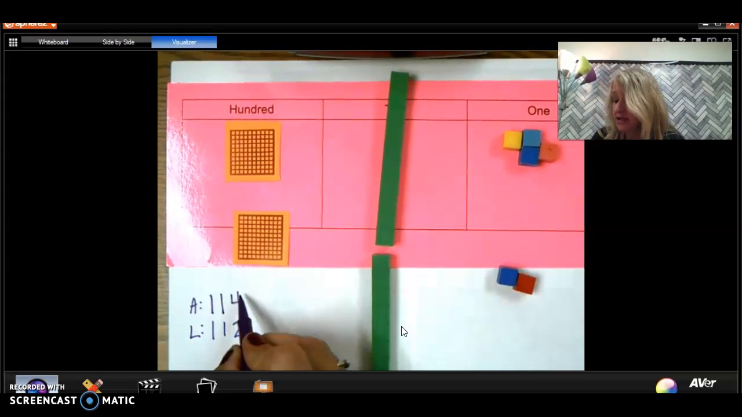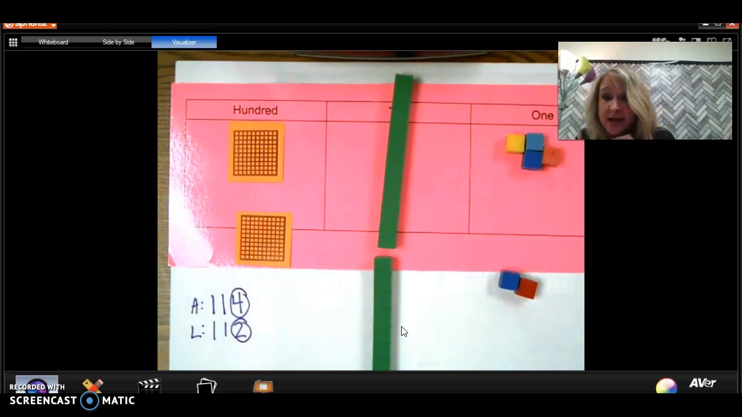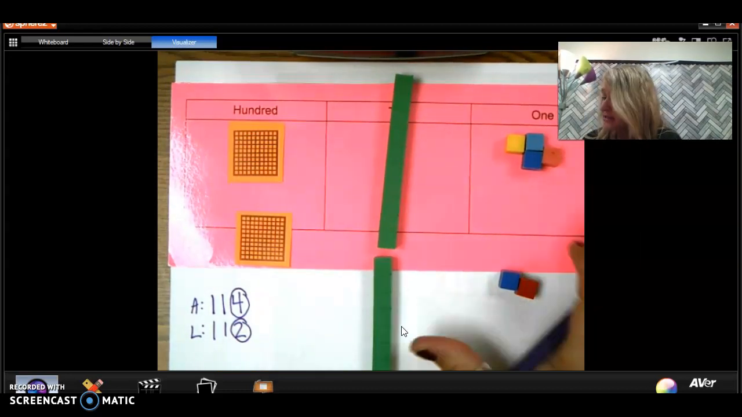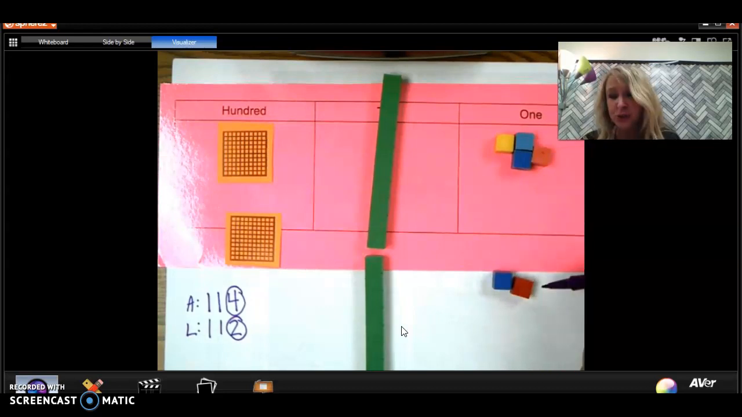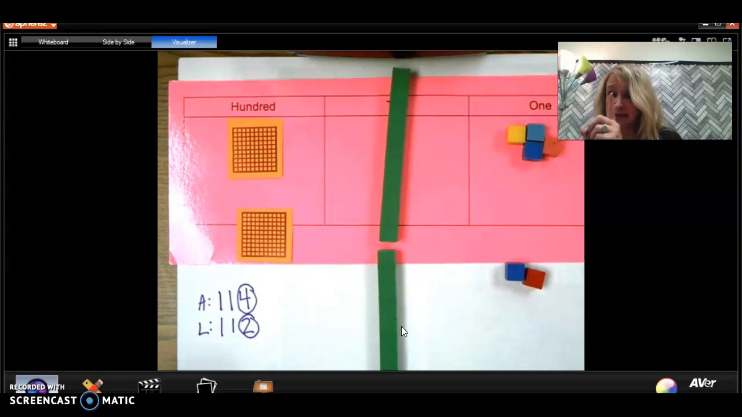Since their ones are different, we are going to look at these two numbers to decide which one has more. So which one has more? 4 or 2? 2 or 4? Which one has more? Amanda's has four, so she has more. So I am going to write that several different ways, okay? So pay attention. I'm only going to say this once, so make sure you hear me the first time.